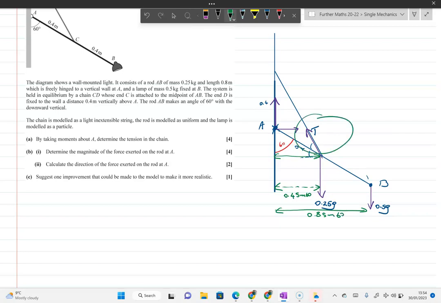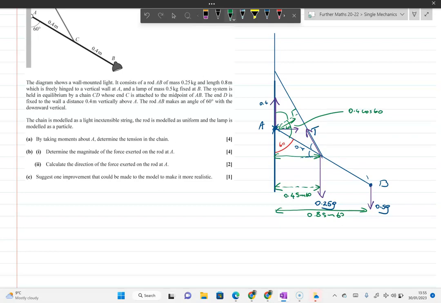Now the perpendicular distance to this, well, let's just draw this triangle here. It's going to be this distance. And looking at it, we can see that this angle here is 60, and this angle is also 60. So that perpendicular distance there will be 0.4 cos 60, which is actually equal to 0.2, but I'll leave in the ratio just for consistency. So it's 0.4 cos 60.